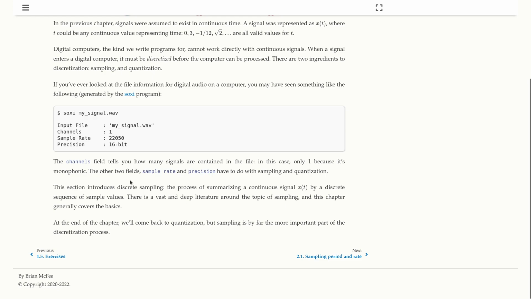This section introduced discrete sampling, the process of summarizing a continuous signal by a discrete sequence of sample values. This chapter covers the basics because it's a very deep topic. Sampling is more important than quantization.